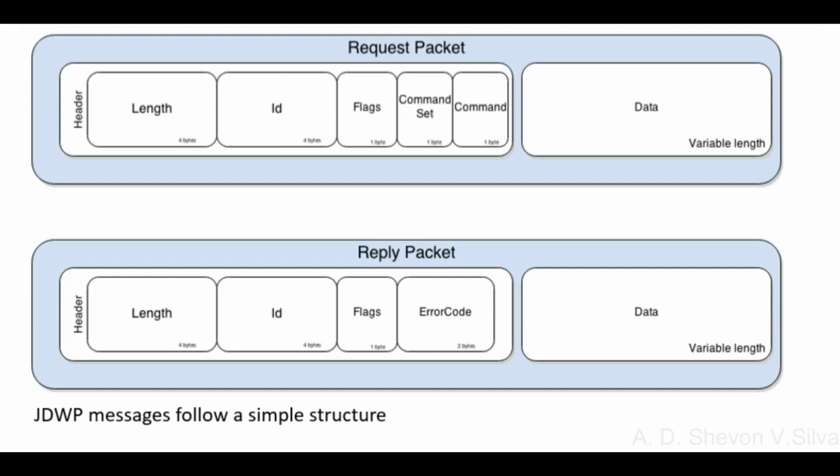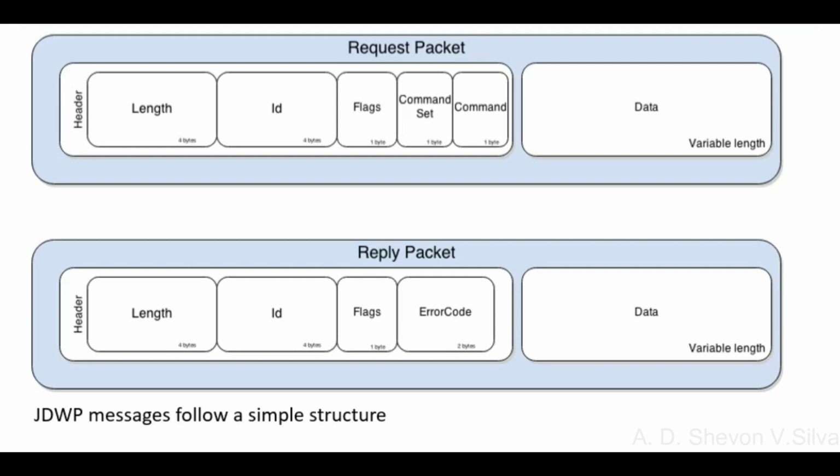JPDA defines three types of connectors. Listening connectors: the front end listens for an incoming connection from the back end. Attaching connectors: the front end attaches to an already running back end. Launching connectors: the front end actually launches the Java process that will run the debugging code and the back end.